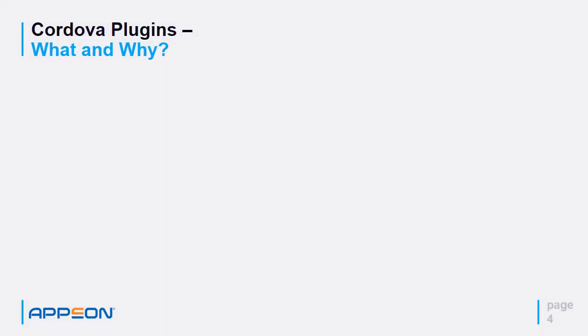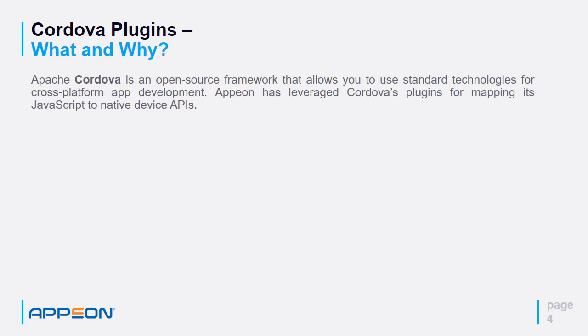So what about the Cordova plugins? What is a Cordova plugin? The Apache Cordova plugin is an open source framework that allows you to access standard technologies within a particular mobile device. So Appeon has leveraged the Cordova plugins by providing the mapping in Appeon Workspace and providing object classes to get you to the native device APIs.